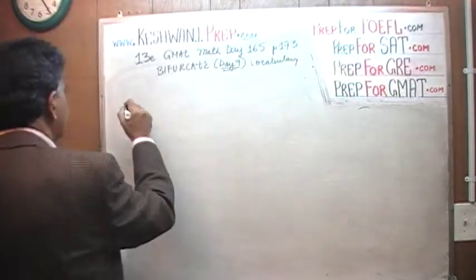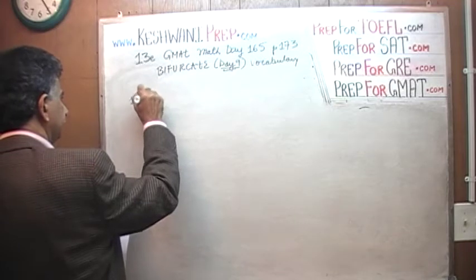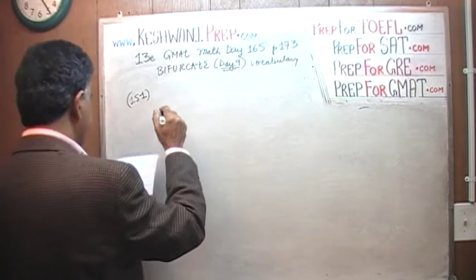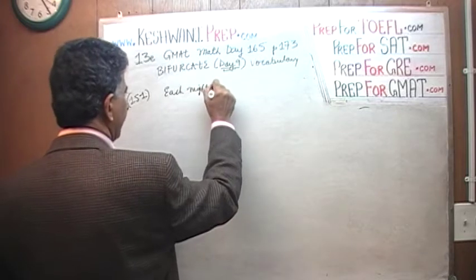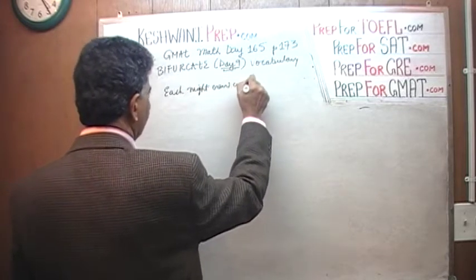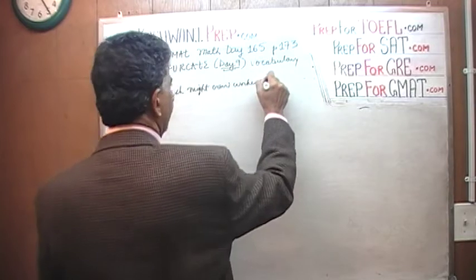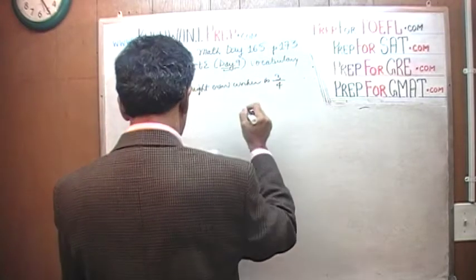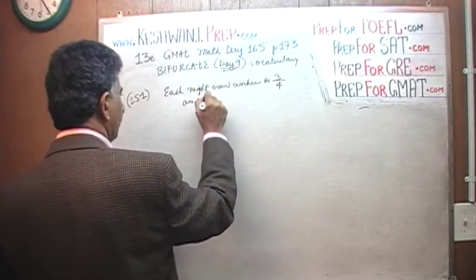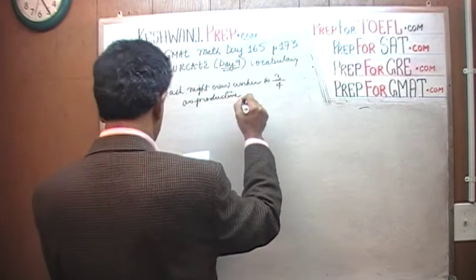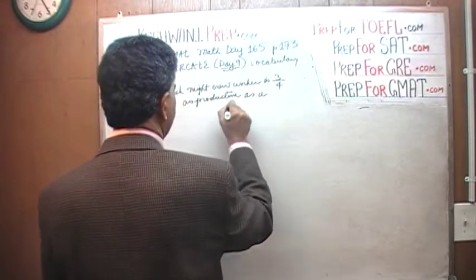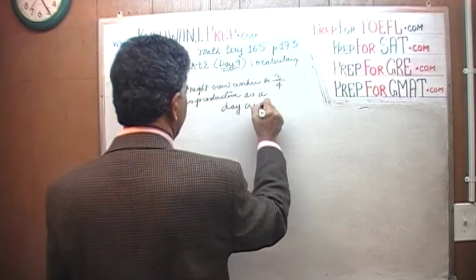In 151 we are told each night crew worker is 3/4 as productive as a day crew worker.